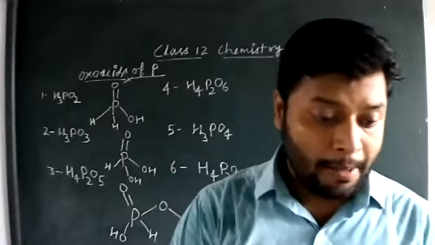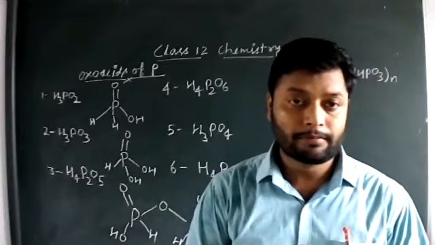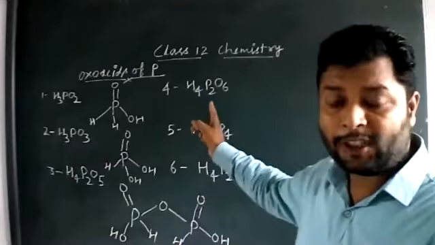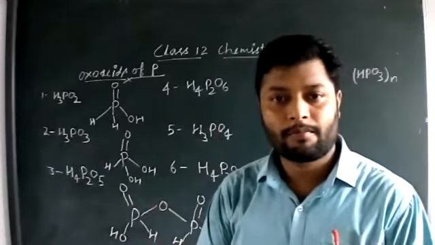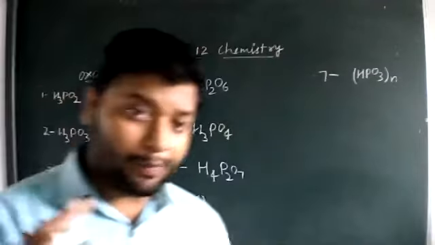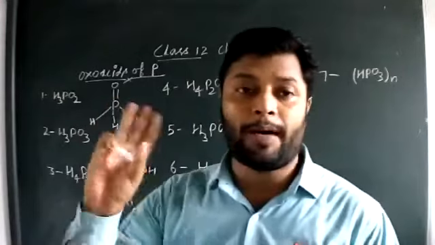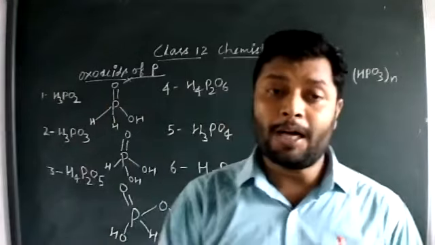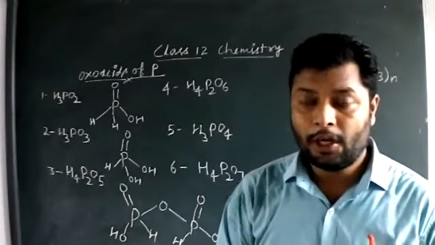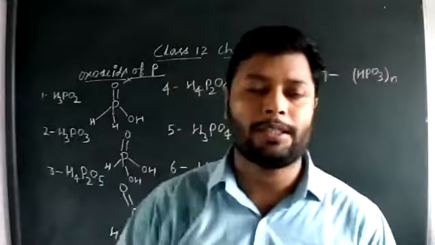H4P2O5, the name is pyrophosphorus. Now we are having H4P2O6. Whenever there is an even number of oxygen, there will not be formation of a POP bond. All the oxygen will directly attach with an individual phosphorus.